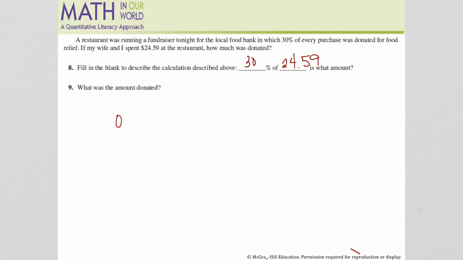When we're talking about ofs, we're actually talking about multiplication. So 30%, we've changed our percent to a decimal, times 24.59 is 7.377. So that means that $7.38 is donated for their purchase.